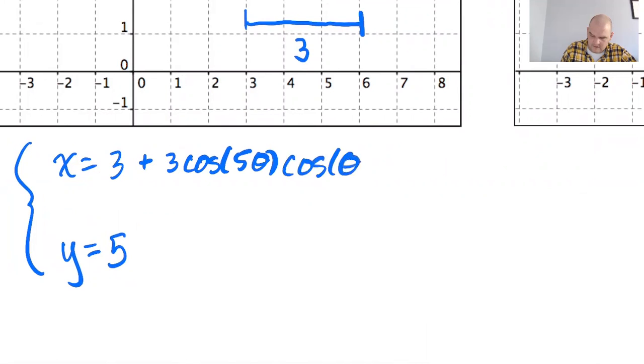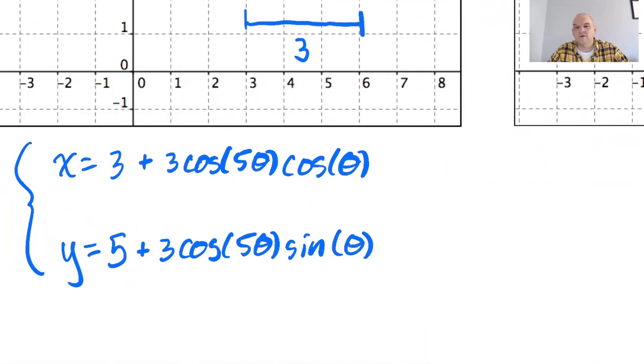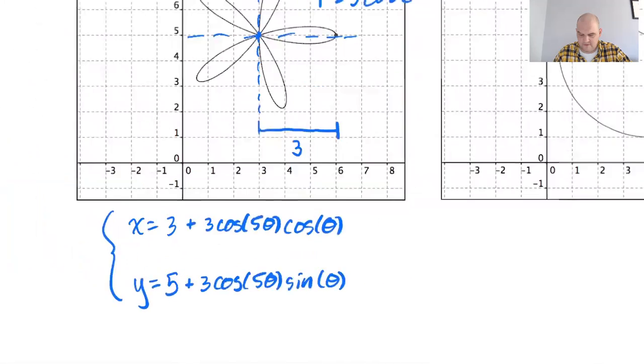Cosine theta, and this will be plus 3. So this is r, it's got to be the same in both equations. And then this will be sine of theta because we're converting the y coordinate. There we go. So that's all there is to it for rose curves.